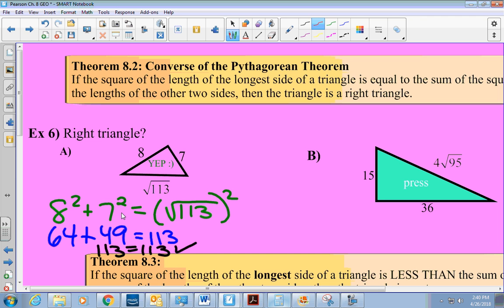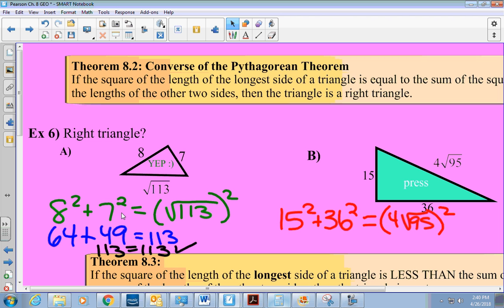All right, so we're going to test B the same way we tested A. So we're going to go 15 squared plus 36 squared and try to see if it's equal to 4 times the square root of 95 squared. Make sure you have your calculators ready. Ju Young, 15 squared.